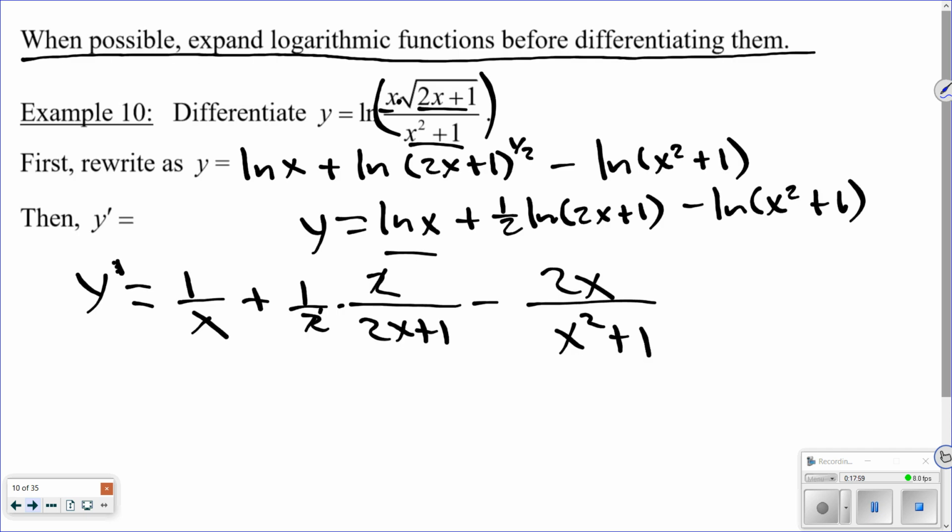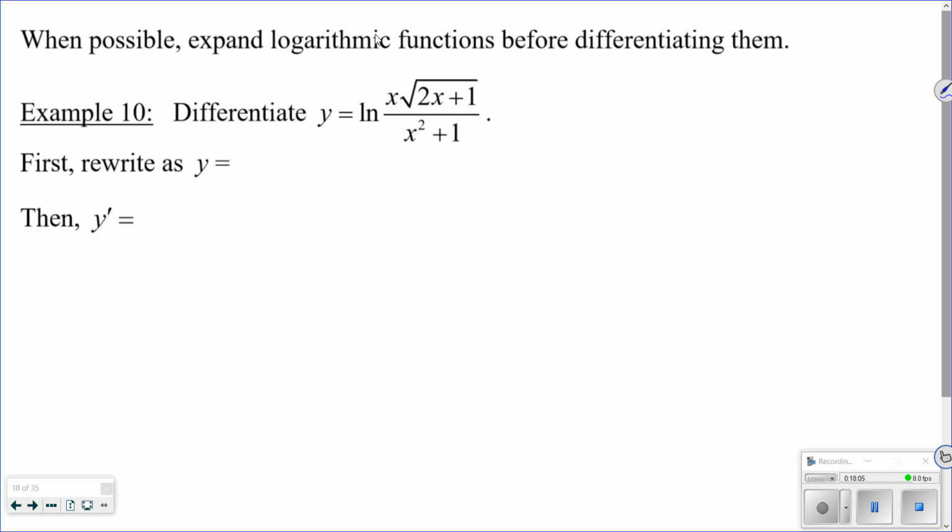Let's start by finding this next derivative, and this is another really important point. So grab your highlighter or whatever. This is really important. When possible, you want to expand logarithms before differentiating them. So if you look at this example number 10, I have ln of x times the square root of 2x plus 1 divided by x squared plus 1. If you try taking the derivative of this, it's going to be really difficult. It's going to be kind of a disaster unless you first expand the logarithm.